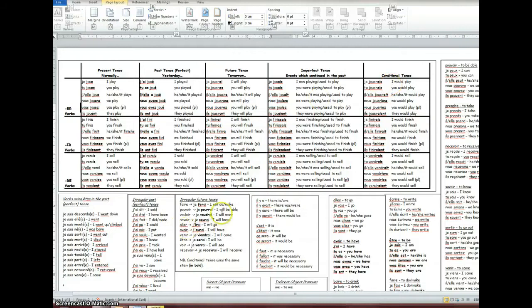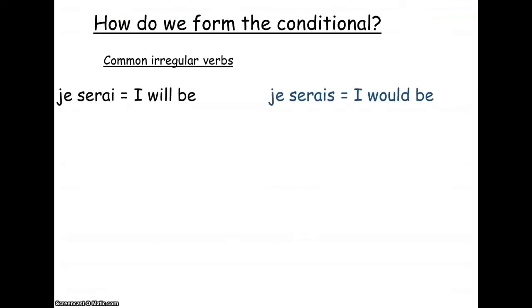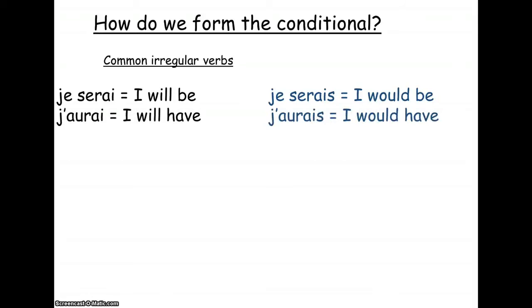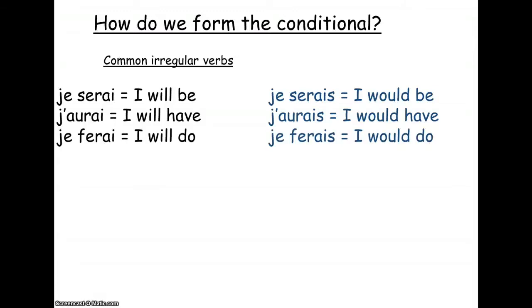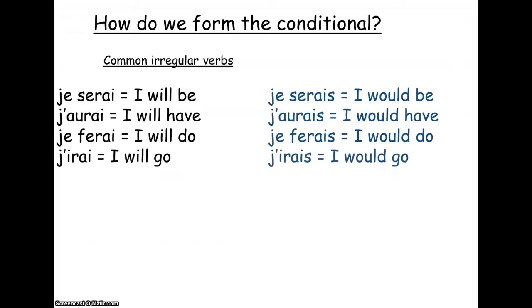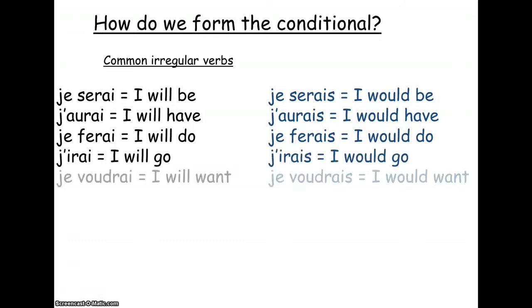Okay, so let's take some of these future tenses and let's compare them. So, je serai, I will be, and je serais, I would be. Okay, j'aurai, I will have, and j'aurais, I would have. Just an S difference. So if you know the future irregulars, you've got the conditional as well. Je ferai, je ferais, I will do, I would do. J'irai and j'irais, I will go, I would go.